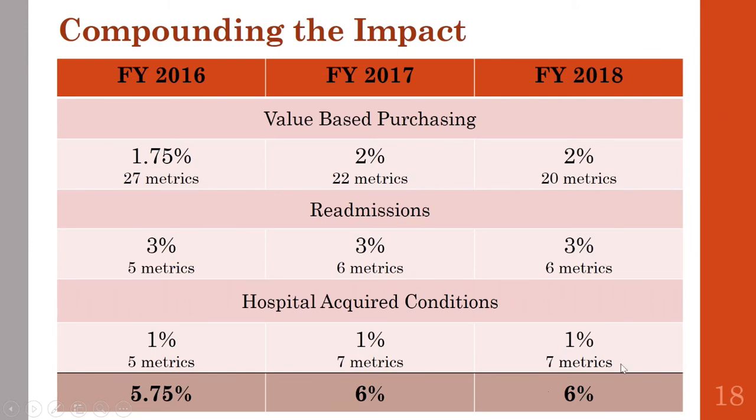So we are at a 6% total reduction. This is a penalty. This is not an incentive. This is actually taken out of your revenue. It is not a bonus. And you can see how many metrics are included in each.